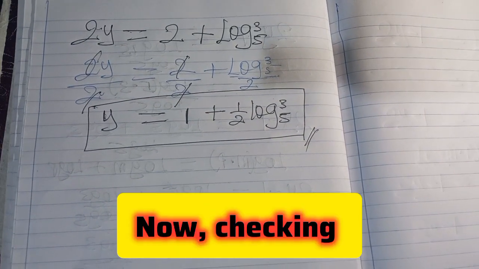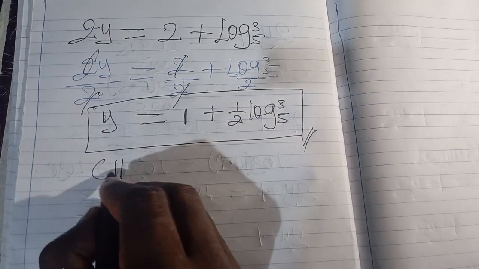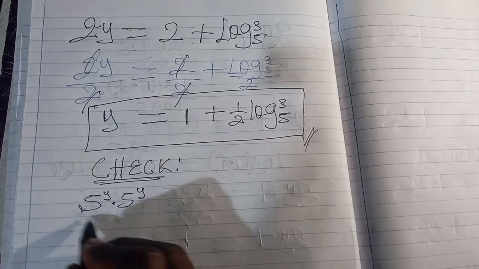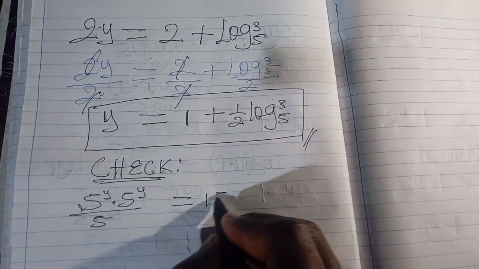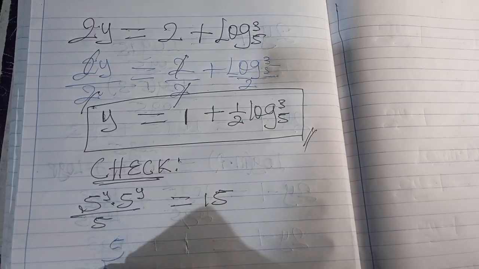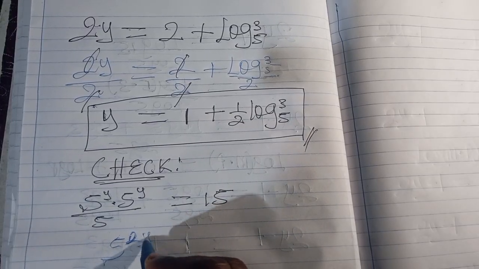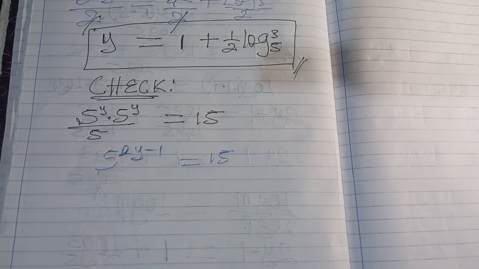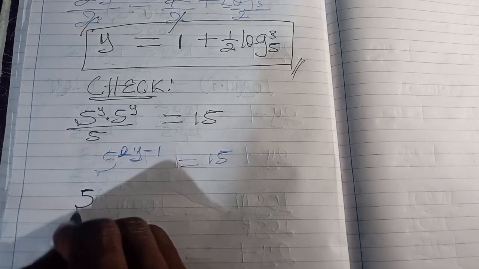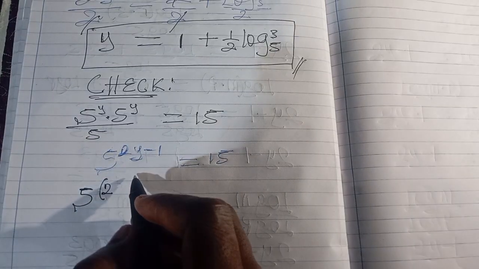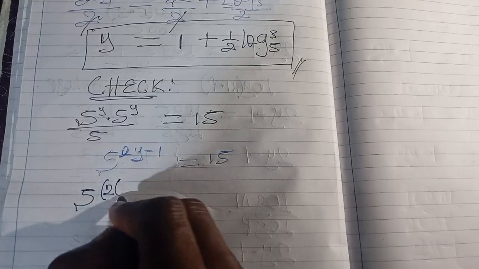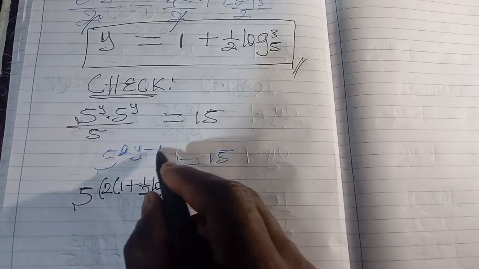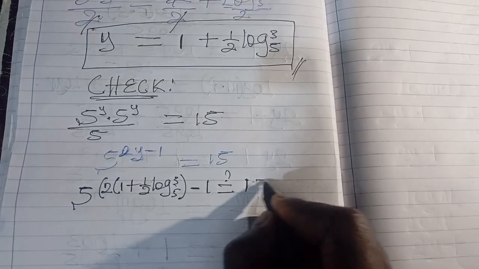Alright, let's try and check if this is true. We had 5 raised to power y multiplied by 5 raised to power y, all divided by 5 is equal to 15. But we expressed it and had 5 raised to power 2y minus 1 as 15. Good. Substituting the value of y, we can now have 5 raised to power bracket 2 times bracket 1 plus 1 over 2 log 3 base 5, then minus this one. Will it give us 15?